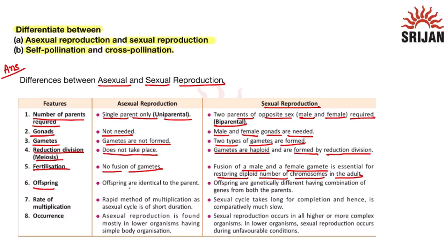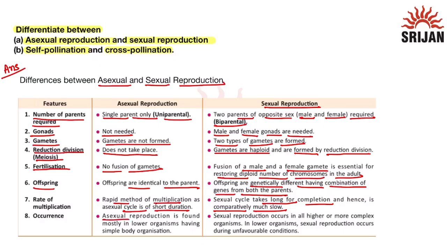In asexual reproduction, offspring are identical to the parent, and in sexual reproduction, offspring are genetically different, having a combination of genes from both the parents. Since there is fusion of male and female gametes, half of the genetic material will come from one parent and half will come from the other parent. Seventh is rate of multiplication. In asexual reproduction, there is a rapid rate of multiplication, as the asexual cycle is of short duration, but sexual reproduction takes long for completion, hence it is comparatively much slower.